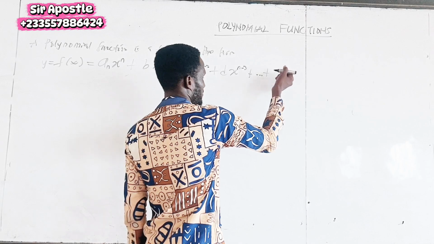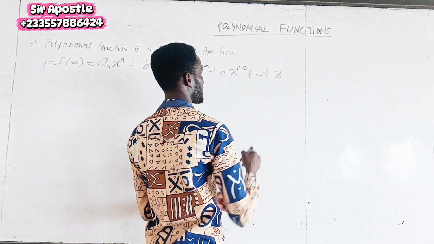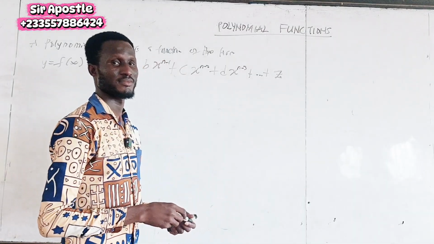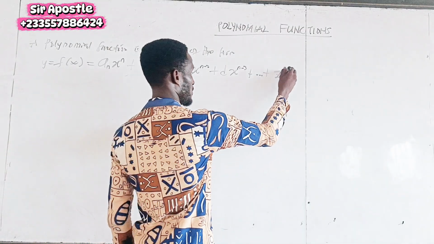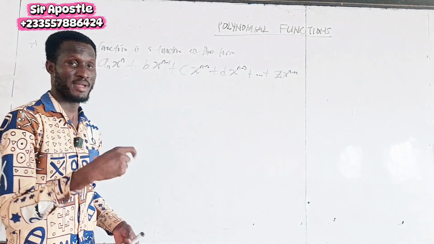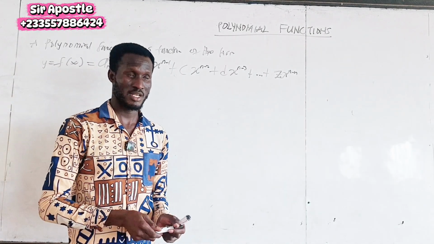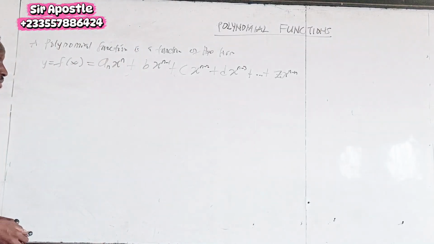Let me say z, at a point where the exponent here will be x exponent n minus n. You get it? So we can have so many polynomial functions. Don't forget that we have so many types of polynomial functions. Now let's look at the types of polynomial function.